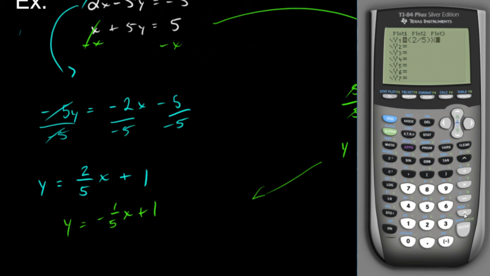And then plus 1. That was y1, one equation, and y2 is the second equation. So this is negative 1/5. So it's open parenthesis for a fraction, negative 1 over 5, right? x plus 1. Okay, and then you graph. There's a graph button right here. You press it.